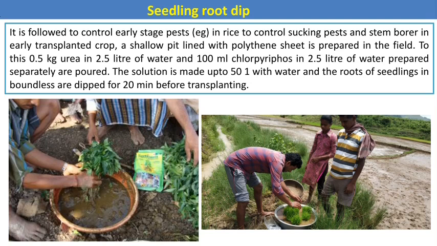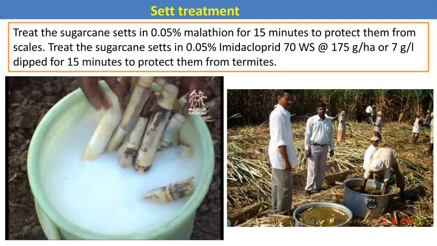This is the seedling root dip treatment. Then seed treatment, mostly we can follow this technique in a sugarcane crop. Treat the sugarcane seeds in 0.05% malathion for 15 minutes to protect them from scales. These are the sucking pests.